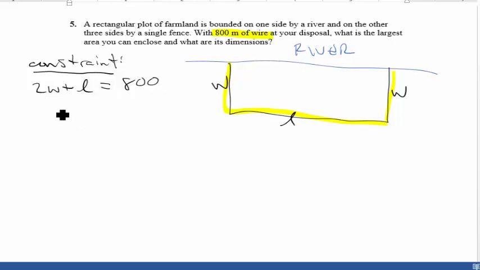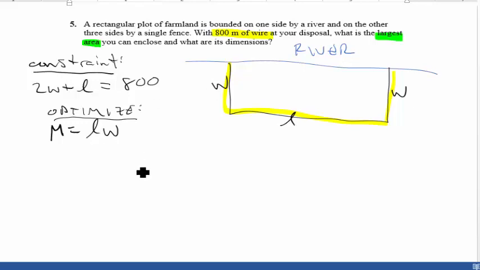That's our constraint. And now the function that we're trying to optimize, maximize in this case, is again the area. And the area doesn't change. Now the perimeter is only 2W plus L versus 2W plus 2L, but the area is still going to be L times W. Right? And now we're just going to do what we did before.